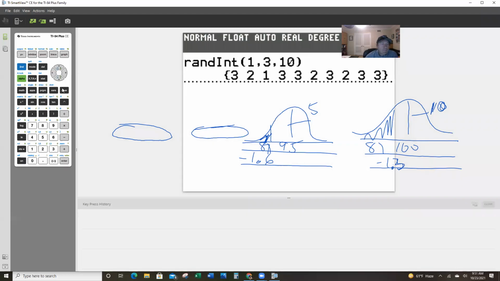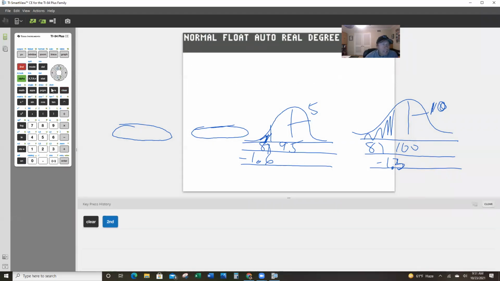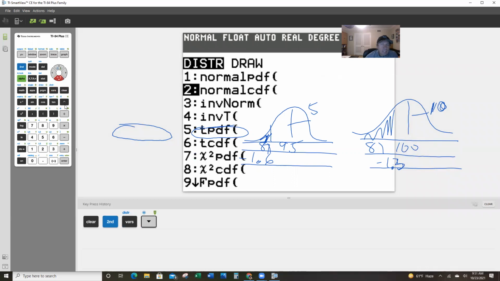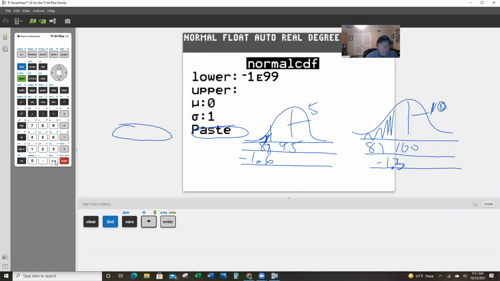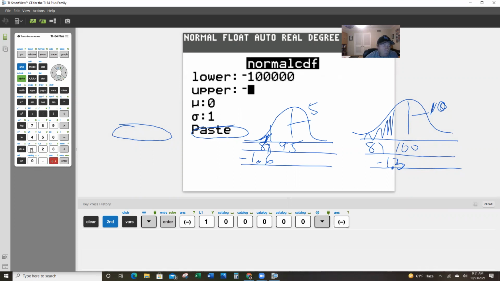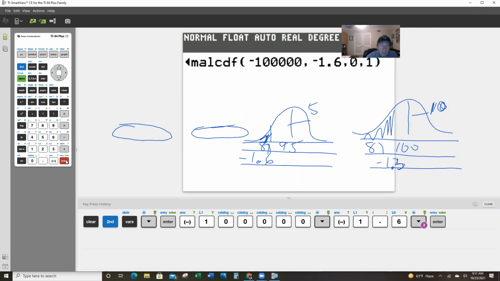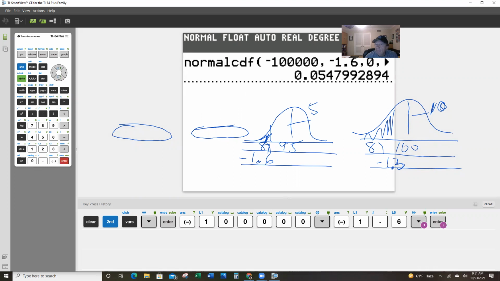So here we go. I'm going to go second distribution, normalcdf, and type in negative infinity for the lower bound, and the upper bound is negative 1.6. Different calculators do it differently. And you get about 0.0548. So 0.0548 for that one.